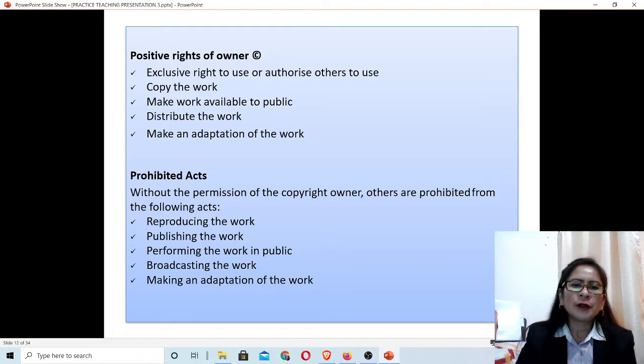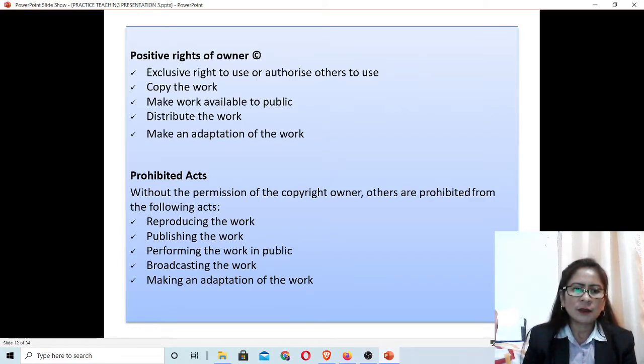Positive rights of the owner of copyright: the exclusive right to use or to authorize others to use; copy the work and make the work available to the public; distribute the work; make an adaptation of the work.